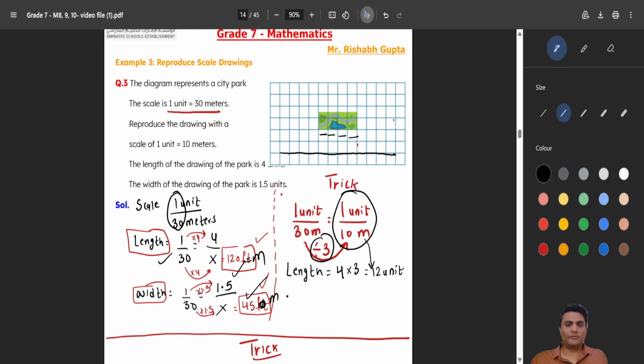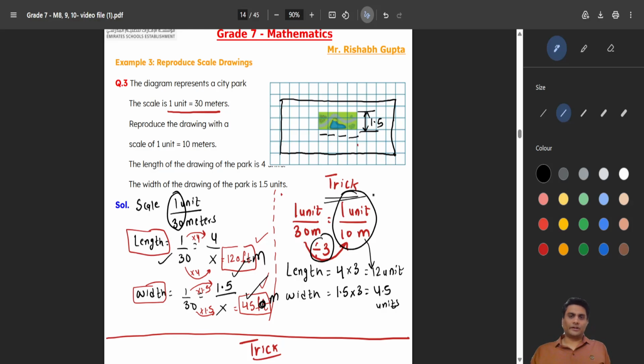Yes. And for the width, again same thing. Here how many units? 1.5. Yes or no? Just multiply the 1.5 with the 3 again. 4.5 units, correct? So in the new one, 4.5 units. 1, 2, 3, 4 and 4.5. Okay, so this is the trick that you can use. So normal method versus the trick, both will work. Whatever you understand, you can do it.